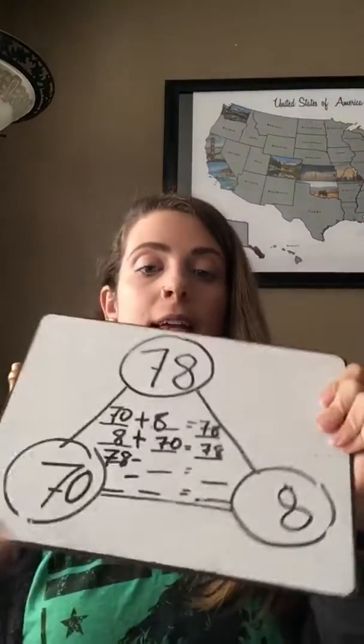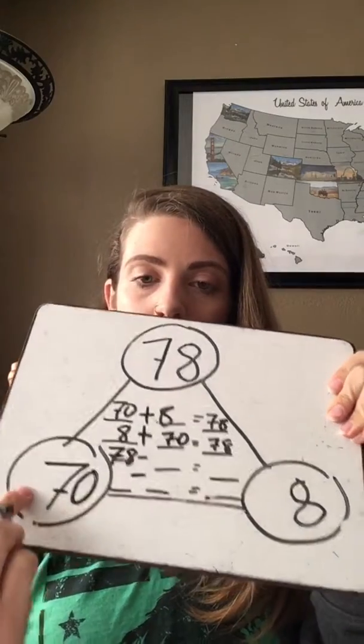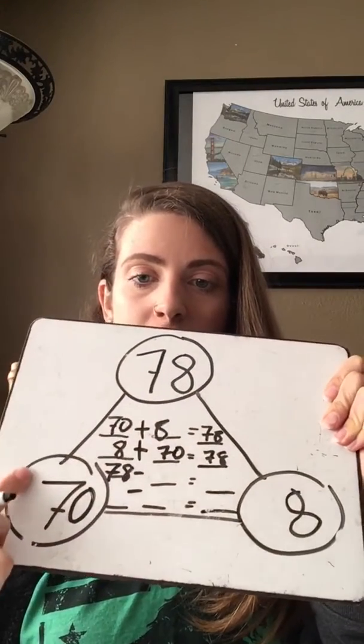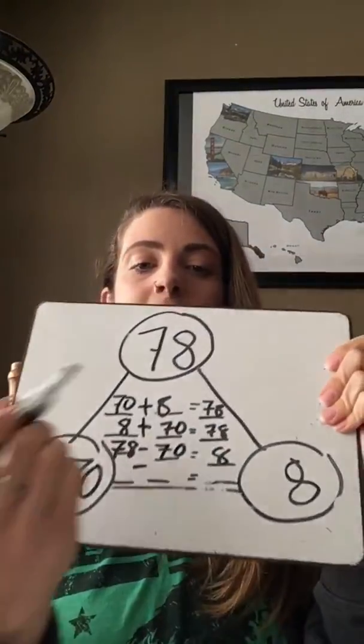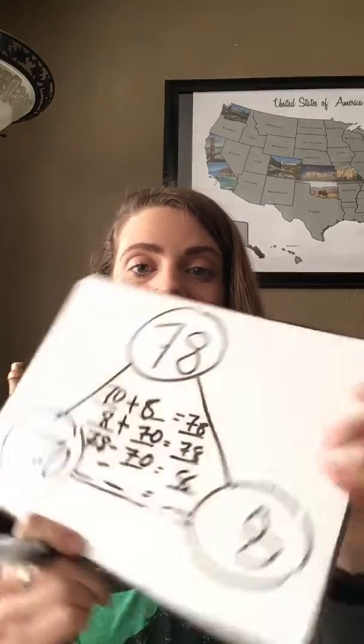78, take away, let's go this way, 70 would give us, so 78 take away 70 gives us 8. I'm gonna write that down. Now let's think of it the other way. 78 take away 8 gives us 70.